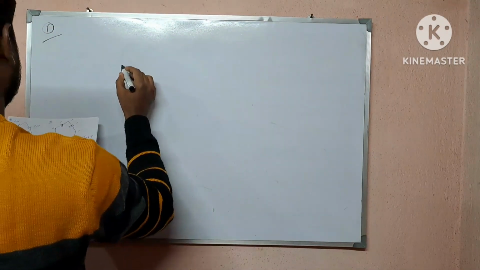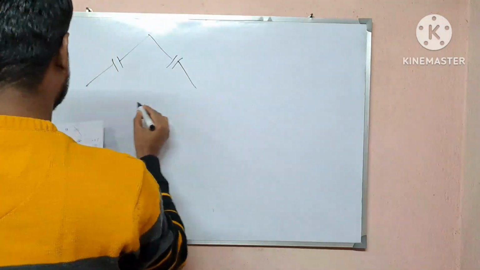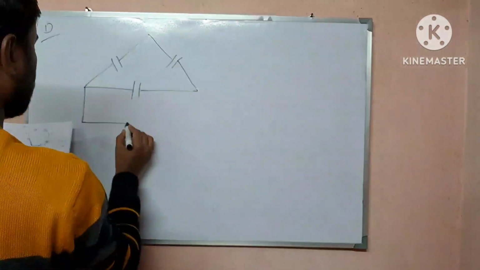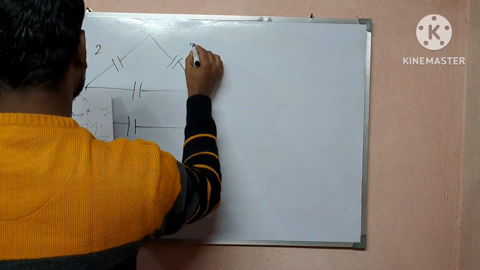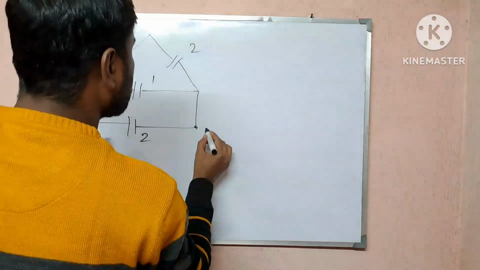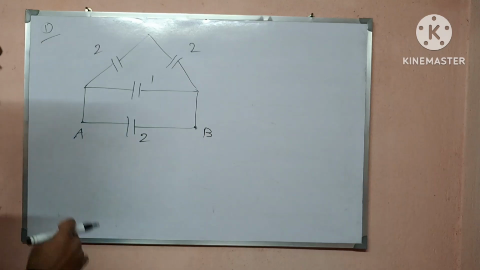Number 1, just imagine this is a combination. This is a combination. This is a combination. This is 2 microfarad, this is 2 microfarad, this is 1 microfarad, this is 2 microfarad. So the question is, you have to find the equivalent capacitance between the points A and B. So how will you calculate?